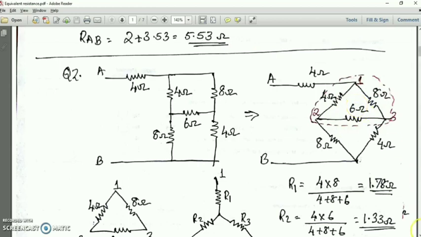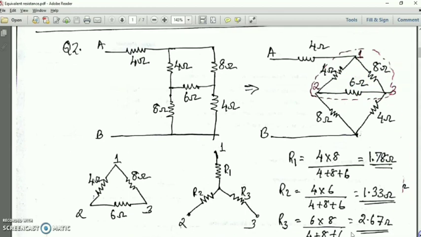Okay, so look carefully. When you convert it into a star, what will happen? The 1, 2 and 3, these 3 particular points should remain as it is. When we are converting from delta to star, the effect of the circuit won't change. We are changing a network alignment from delta to star in such a manner that the effect of the circuit does not change.